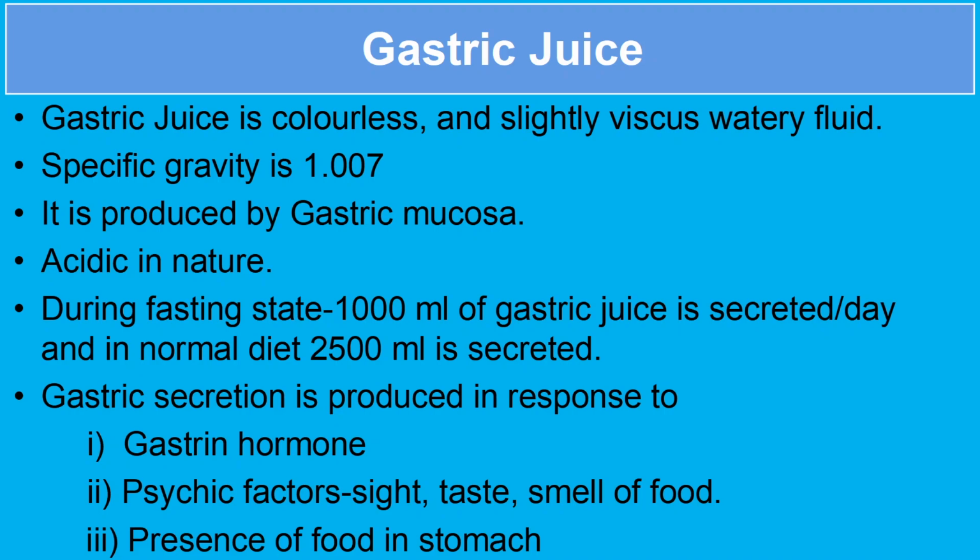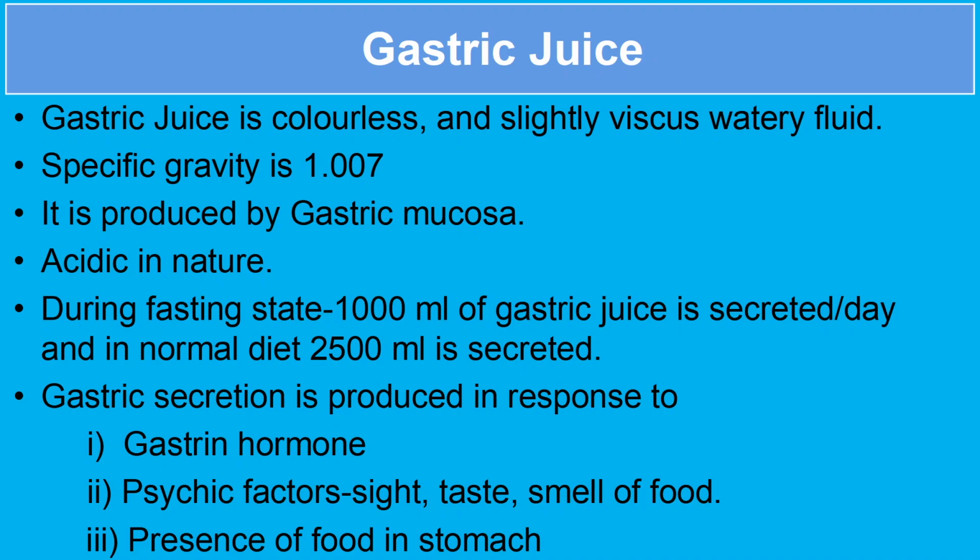Normally, about 2500 ml of gastric juice will be secreted every day by a person on a normal diet, and a healthy individual can secrete about 1000 ml of gastric juice during the fasting state.